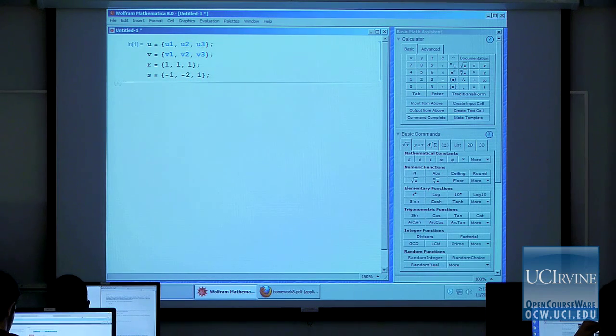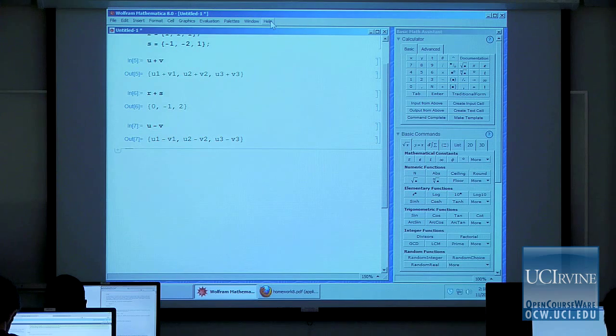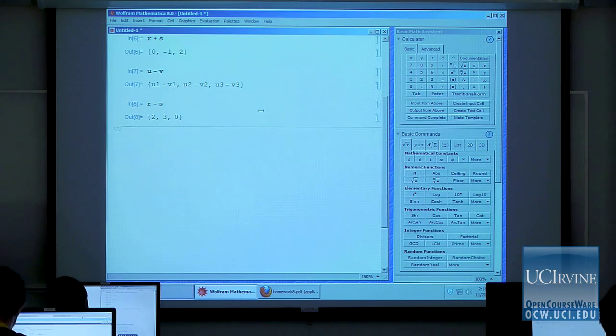Okay. Now, we didn't talk about it, but we can see how it works. How do I add 2 vectors? We just add the components, right? So U plus V is a vector with components U1 plus V1, U2 plus V2, and U3 plus V3. Okay. I can add R and S, get a single vector with some numerical components. Subtraction works the same way. Just subtract the components. And I can do R minus S, 2, 3, 0.